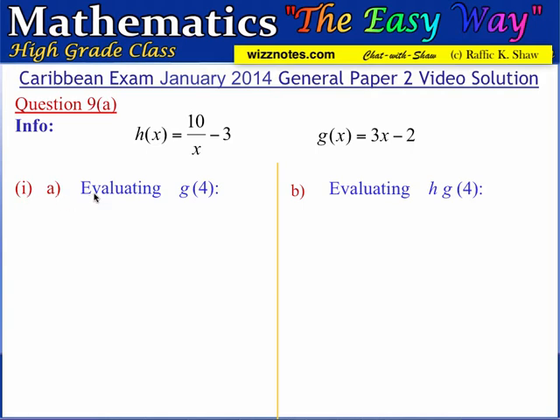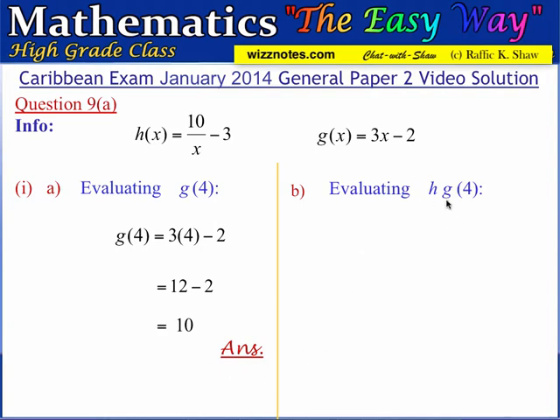Part 1a wants us to evaluate g of 4, and part b wants us to evaluate h of g of 4. Let's do g of 4 first. Now g of 4 is obtained by simply substituting 4 in the g function. g of 4 is equal to 3 multiplied by 4 minus 2. We get this simply by substituting 4 for x in the g function. When we do this calculation, 3 times 4 is 12, and we are subtracting 2, and so 12 minus 2 is 10, and that's the answer for that part. g of 4 is equal to 10.